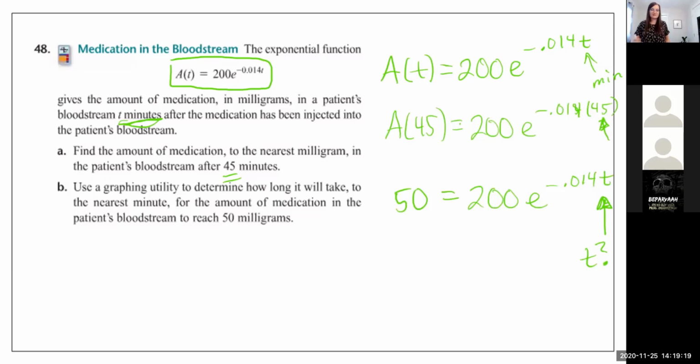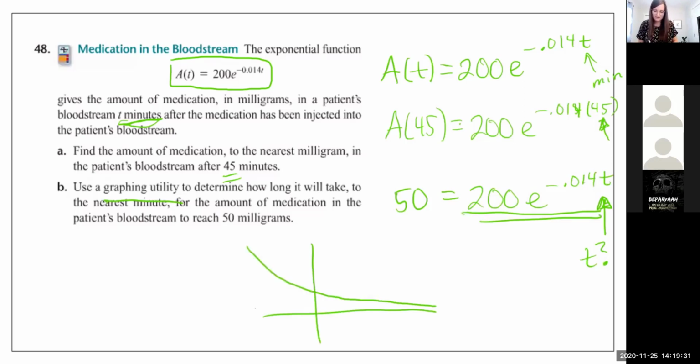But you can use a graphing utility. So you could graph this function, whatever it is, it's decaying, so it's kind of like that. And then graph y equals 50. And then you're looking for when does it reach 50? For what x value does it reach 50? So that's one way to get that answer as an approximation.